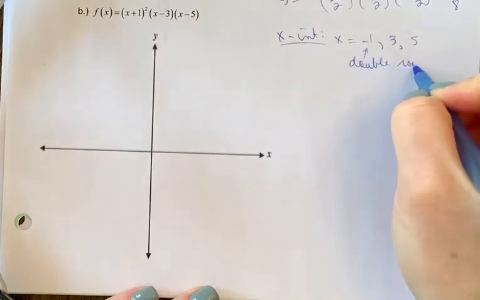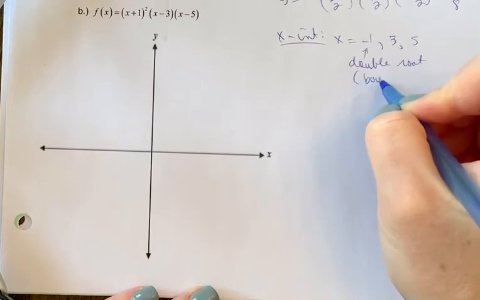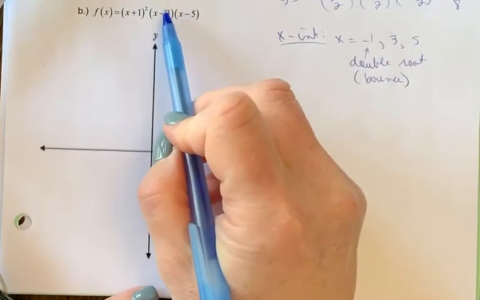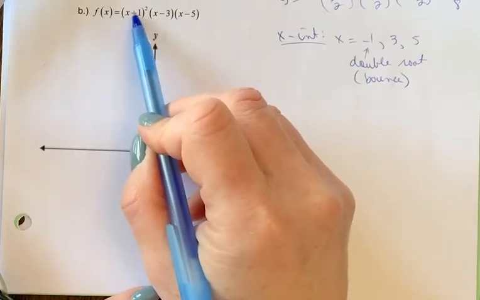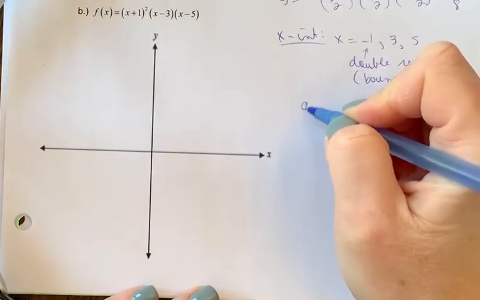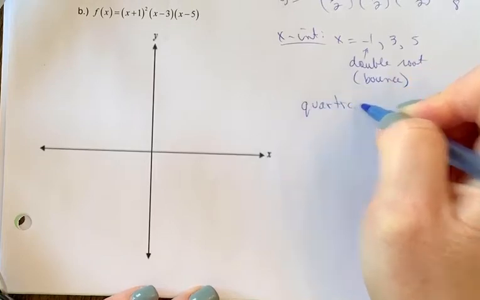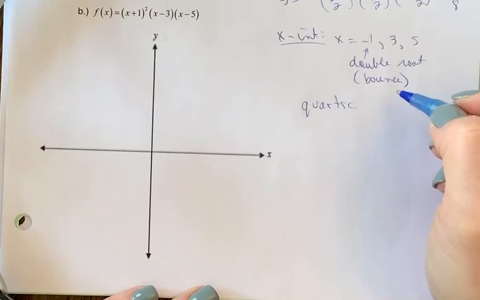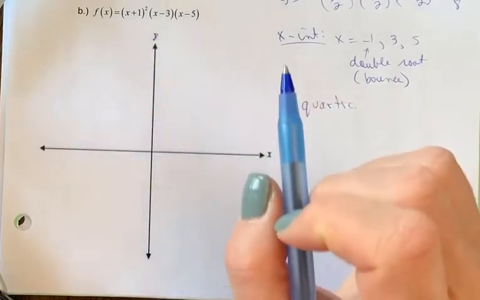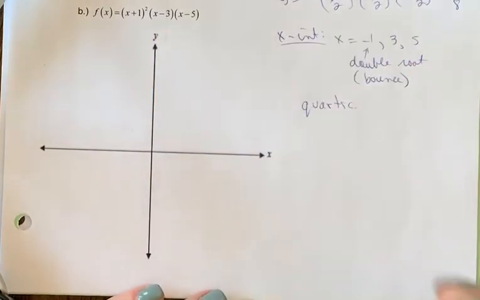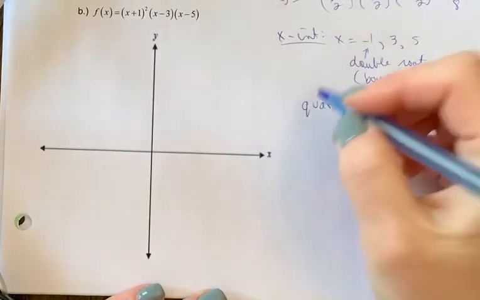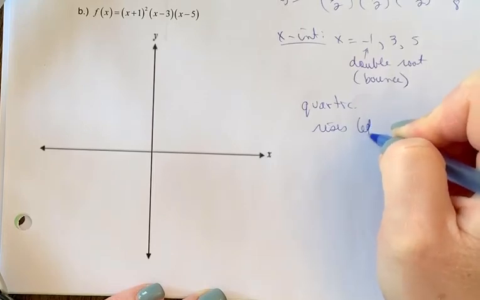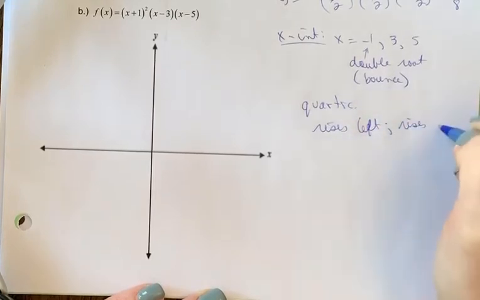That double root means it's going to bounce off the x-axis. So that's important when we are graphing this. There are 4 factors, remember, because this one occurs twice. So it is quartic or degree 4. That also tells me a little bit about the end behavior. It's positive. So when it's an even function, the arrowheads are going to go either both up or both down. Because it's positive, they're both up. So we say that it rises left, rises right.